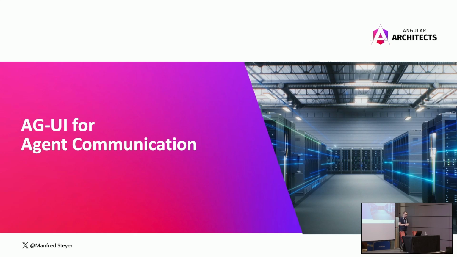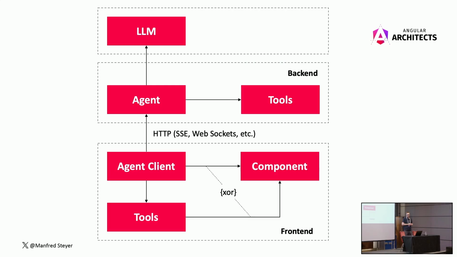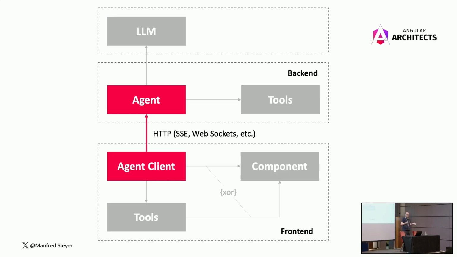So let's get started with AGUI for the communication with the agent in the backend. As we have seen before, when we talk about agentic AI and UI, we have a situation like this, where there is some client that needs to access an agent in the backend. And this is usually done via HTTP and some kind of event streaming, perhaps server-side events or a WebSocket connection.